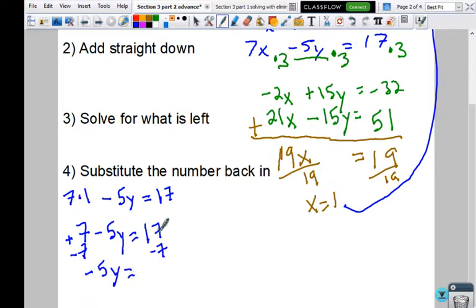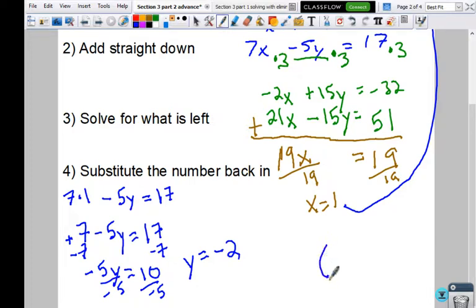So, negative 5y equals 17 minus 7 is 10. Joycelyn, what's my last step? You divide 5. Don't forget your negative, but yeah. Divide by negative 5. And we're going to get y equals 10 divided by negative 5, negative 2. Susie, are we done? No. No, what do we have to do?